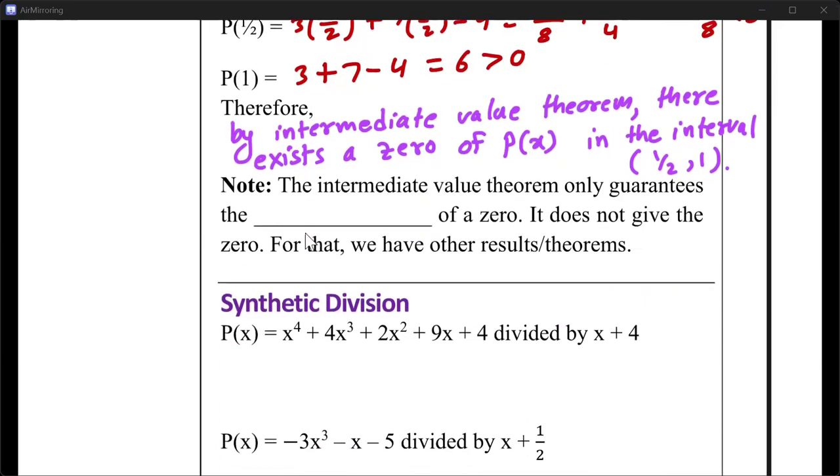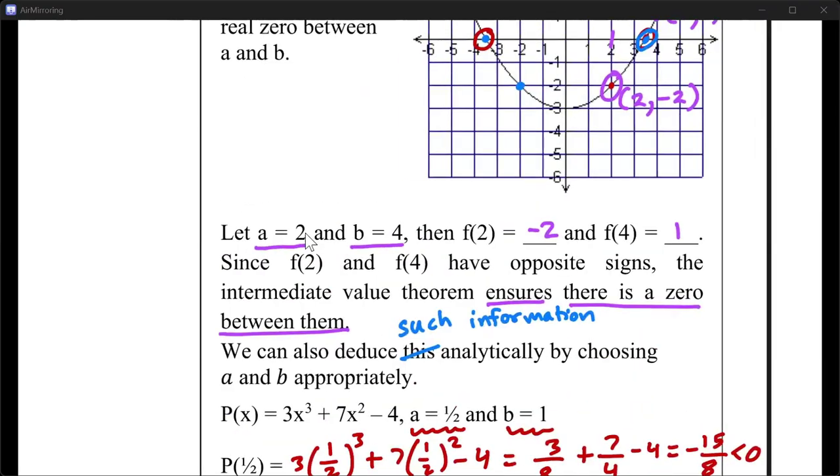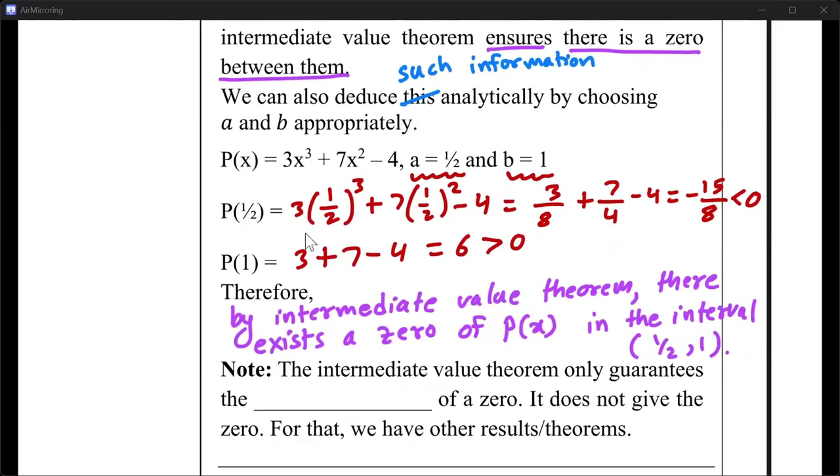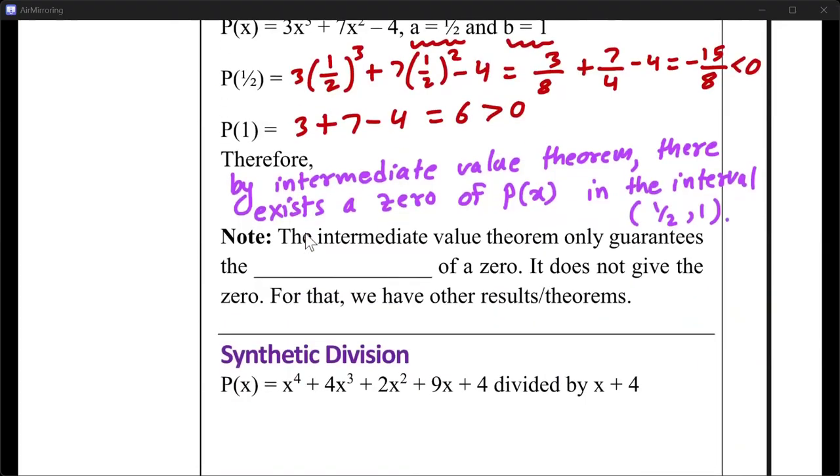And observe this. Both in the case of the graph, where we had that 0 marked by that blue circle there, and in this second example where we said there is a 0 between half and 1, we never said what is the value of the 0, right? And that is the thing about intermediate value theorem. The intermediate value theorem only guarantees the existence of a 0. It does not give the 0. To find the zeros, we will need other results, other theorems, which we will be talking about.